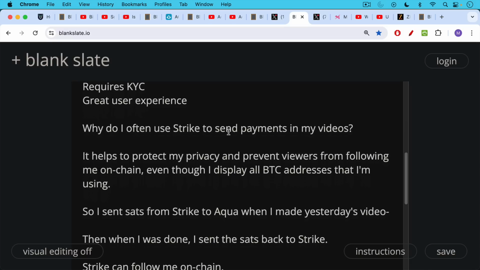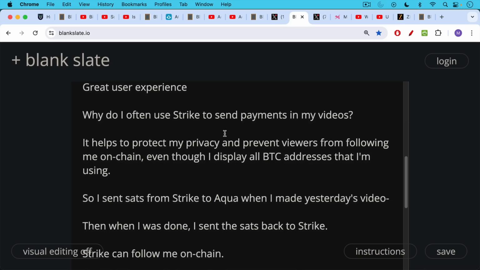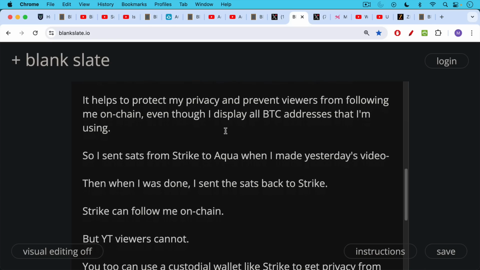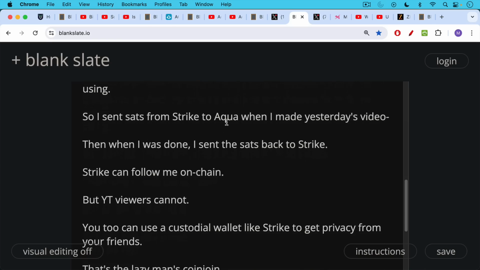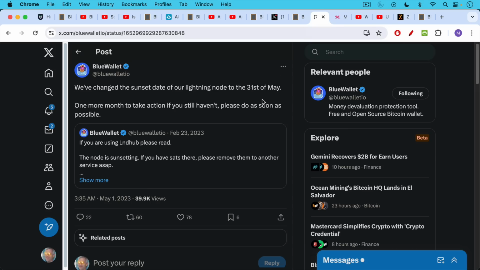But instead, I just buy the sats from Strike. I use them in my video. I send them back to Strike, and it gives me privacy in terms of my Bitcoin holdings. Of course, Strike can see everything I'm doing, but I'm never merging these sats with my deep cold storage sats. Strike can follow me on chain, but YouTube viewers cannot. And this is something you guys can use too. You can use a custodial wallet like Strike to get privacy from your friends. This is sort of the lazy man's CoinJoin if you don't want people to see where your sats are coming from.